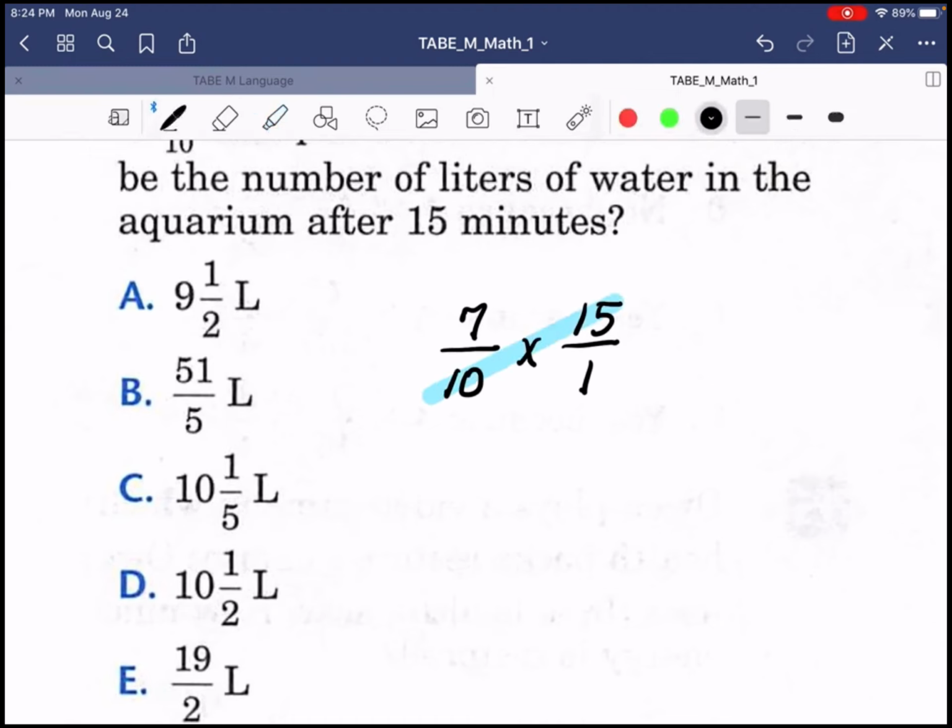So let's look at that. Well, 5 into 15 is 3. 5 into 10 is 2. So then you will have 21 over 2. And that's going to be 10, with 1 left and 2 on the bottom. So 10 and a half would be one of the answers.